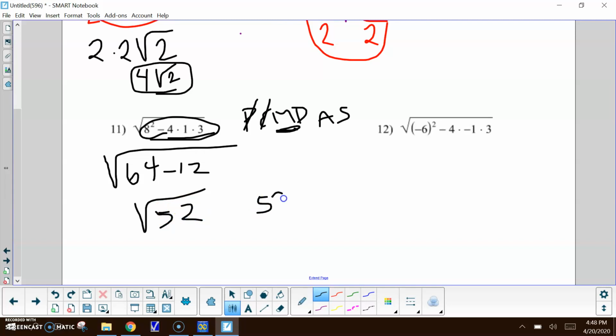Then I do the same thing. Okay? I'm not going to do everything, so you have to finish that problem. For number 12, please be careful.